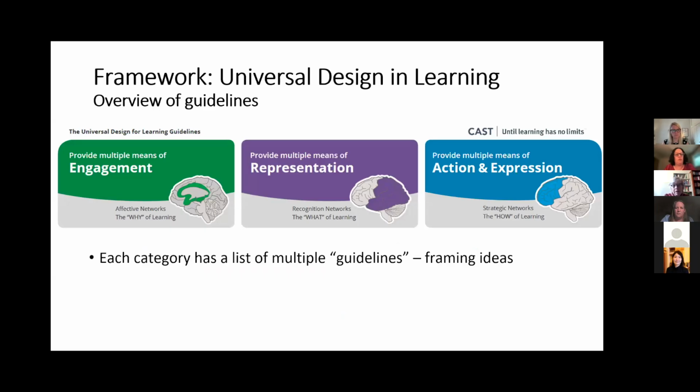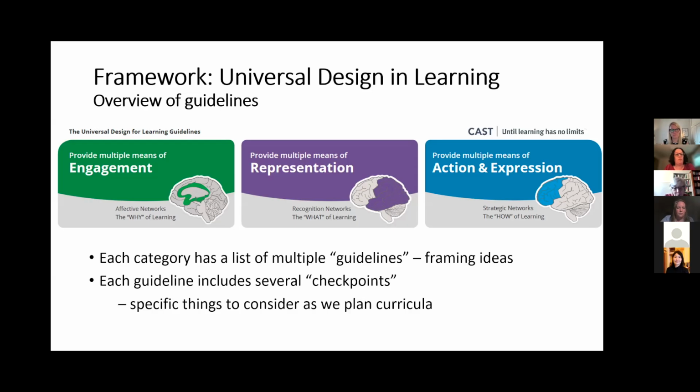So here's an overview of the guidelines of universal design. Each category has a list of multiple guidelines, which are framing ideas, and several checkpoints, specific things to consider as we plan our curricula: providing multiple means of engagement, multiple means of representation, multiple means of action and expression. And here's the link, and I'd be glad to email it to anyone who would like it. It's quite an extensive site.